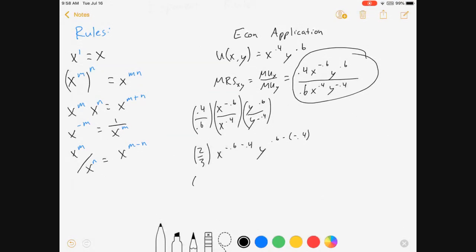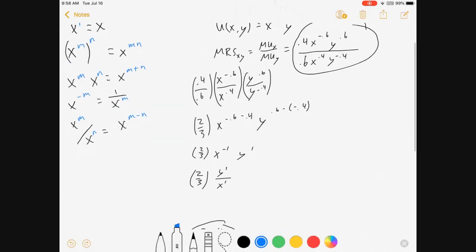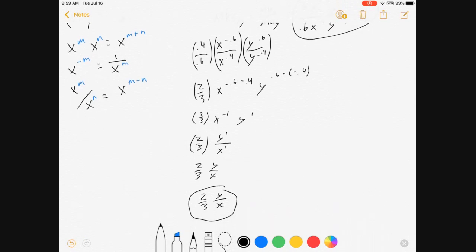Now let's simplify these a bit. That's 2/3 x to the negative 1, y to the 1. Well, what's that equal? That's 2/3 y to the 1 over x to the 1. How did I get the x down there? I took advantage of this rule, where x to the minus m is 1 over x to the m. And then I can also take advantage of my 1 power rule, so 2/3 y over x. And lo and behold, I got the exact same answer as before.